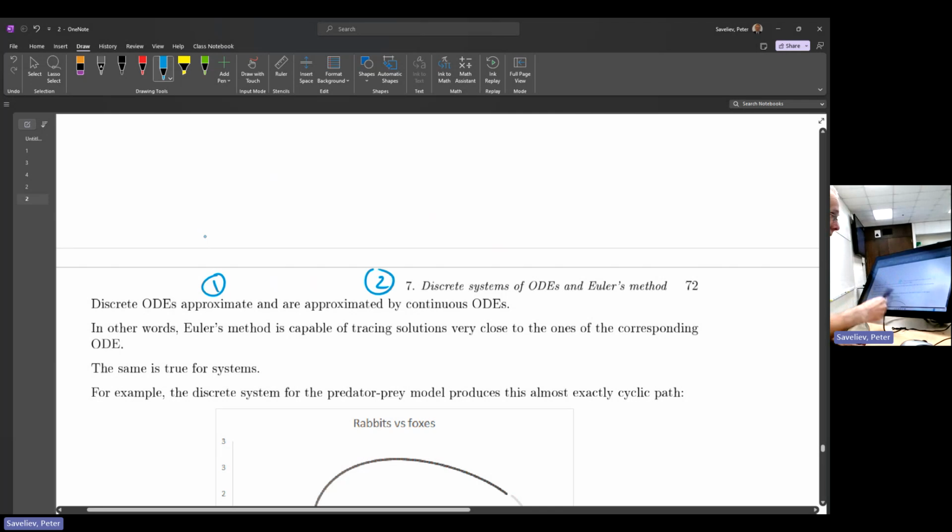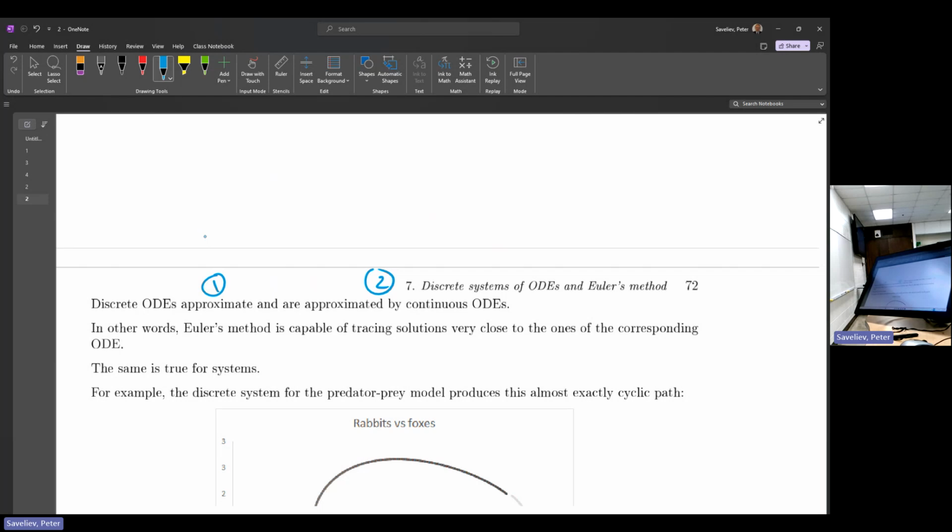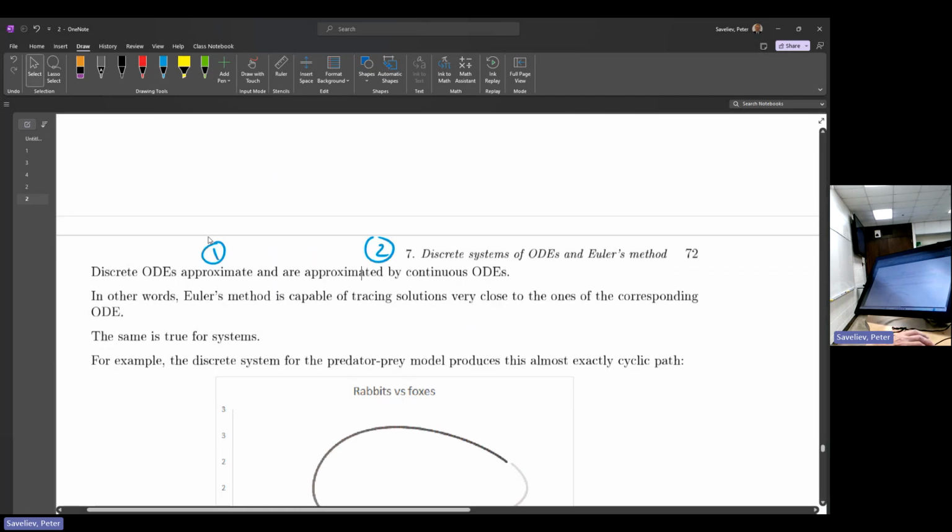Now, discrete equations approximate continuous ones, or the other way around, which one is which? The answer depends on whether your phenomenon is continuous or discrete. If it is a population, then technically you might say that it is discrete. So population grows by one at a time. And so in that sense, the continuous D is an approximation. If it is a physical process, motion in space, motion is continuous, then we approximate it. So Euler's method is capable of tracing solutions very close, potentially, to the one corresponding to the ODE. This is the predator-prey model.